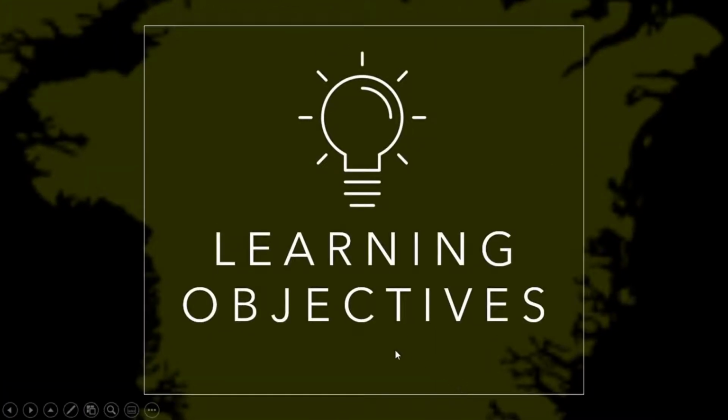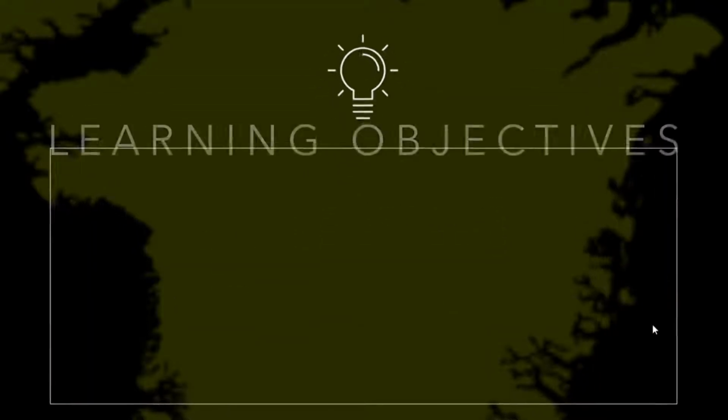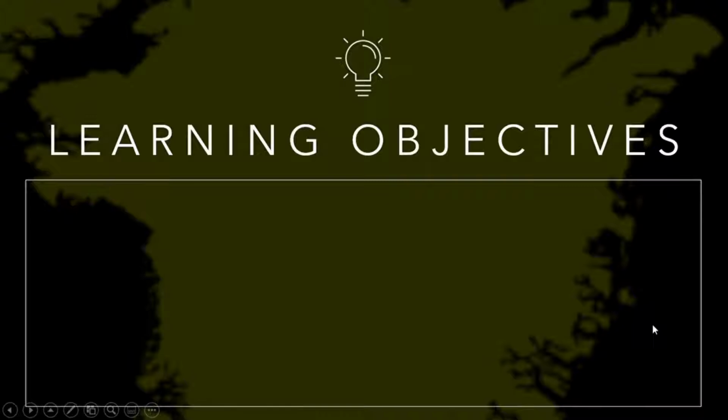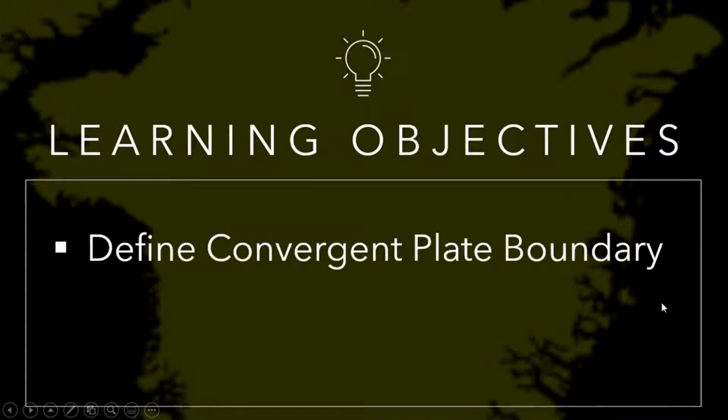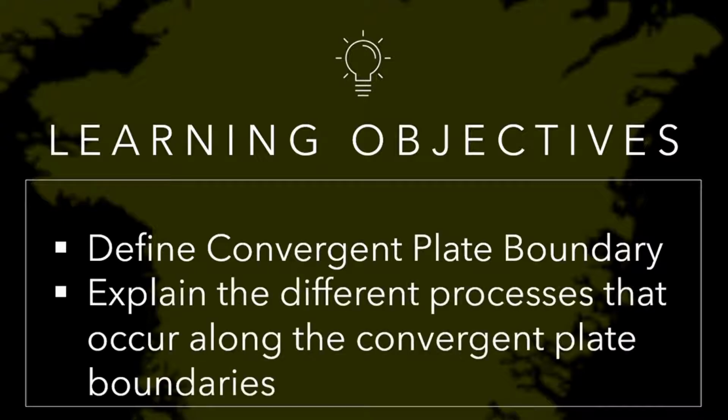These are the learning objectives. At the end of this video lesson, you should be able to: 1. Define convergent plate boundary. 2. Explain the different processes that occur along the convergent plate boundaries.